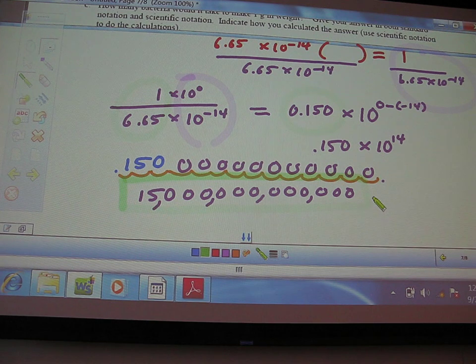What are you guys getting? You got 150,000 also? So are people getting 150 instead of 15 in front? Who got 15 in front? Who got 150 in front? Gosh, okay. Let's do this again.